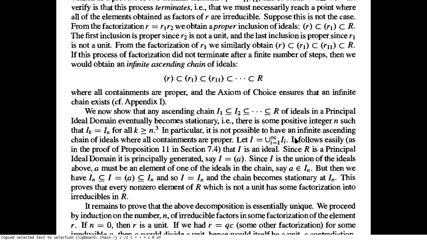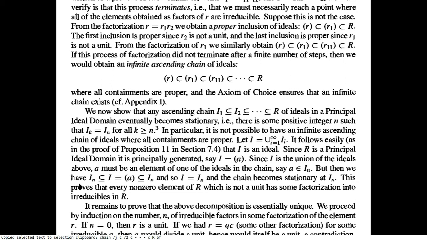Now R is a PID, right? So it must be principally generated. So it has to be a principal ideal. Let's say it's generated by A. So I is the union of ideals, so A must be an element of one of those ideals. Again, the same argument as we did before. You take an element of the ideal, it has to be contained in some part of the chain. So A must be an element of some of the ideals in the chain. So let's say A is in I_N.